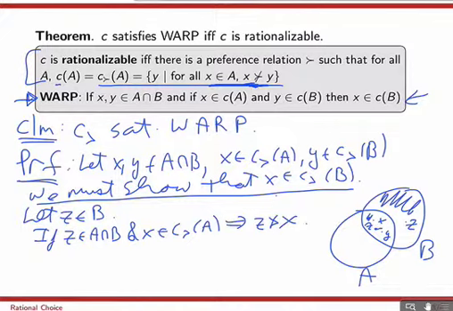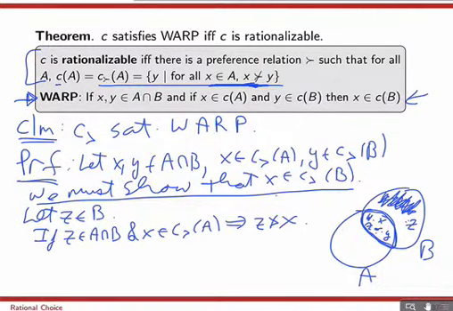So if Z comes from this part right here, from this intersection, then we know that Z cannot be strictly preferred to X. But Z might actually come from the part of B that does not intersect A. So it might come from this part over here.